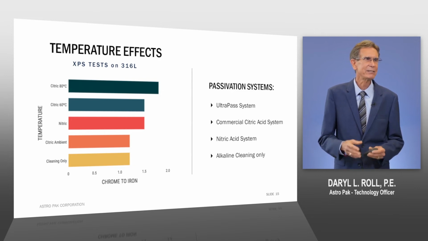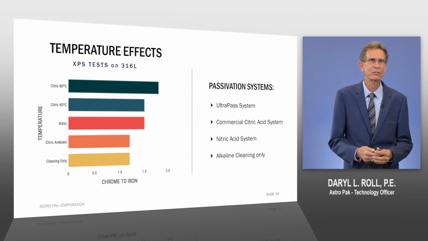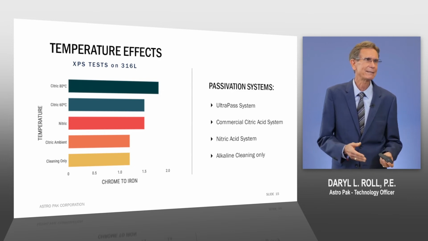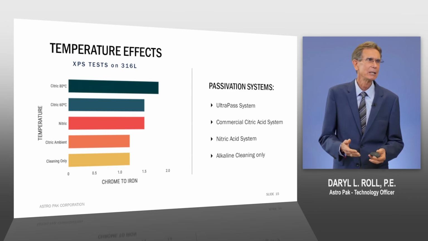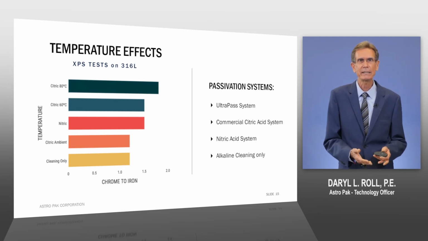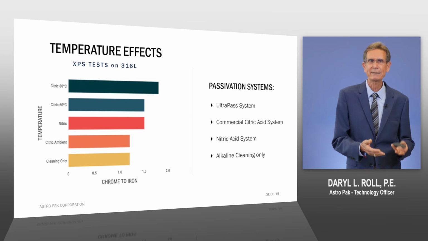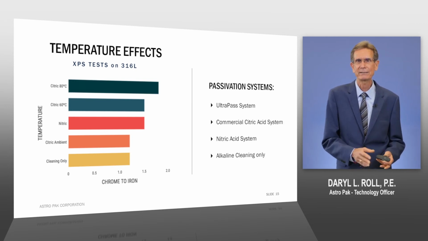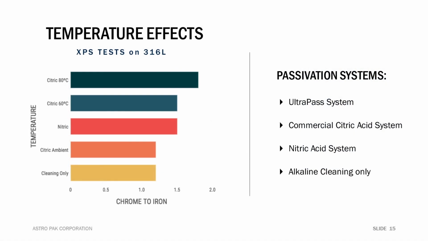So the conditions that we utilize these chemistries are critical to their success. For instance, ASTM A380 claims that citric acid is nothing better than a cleaner because at the time it was written, they used citric acid at ambient and compared nitric and citric at ambient. So it's very important that these processes are used at the right conditions.